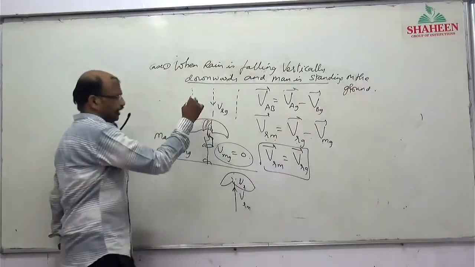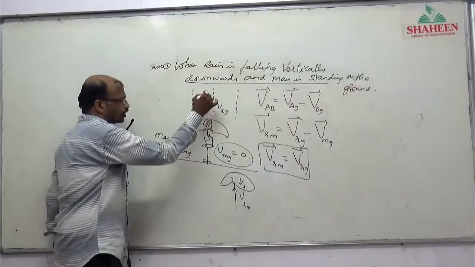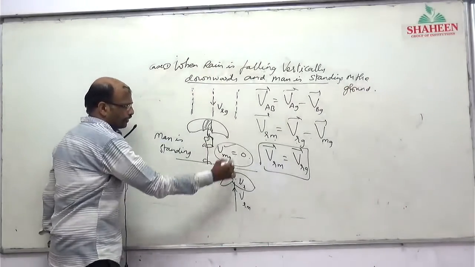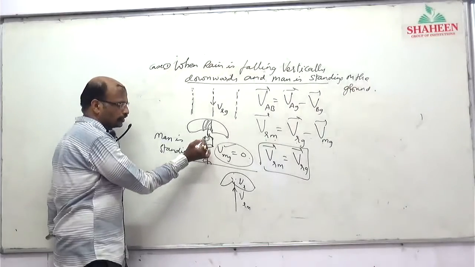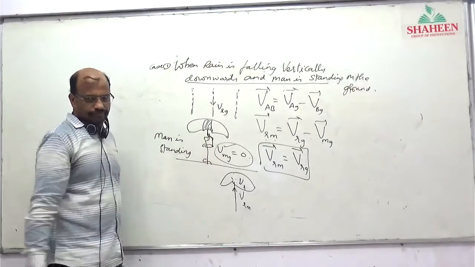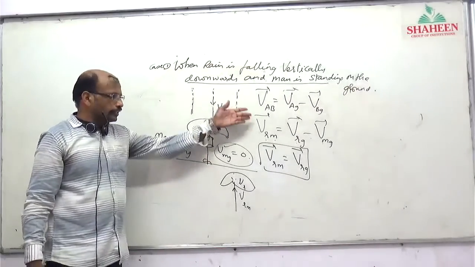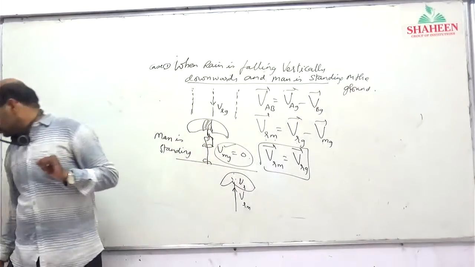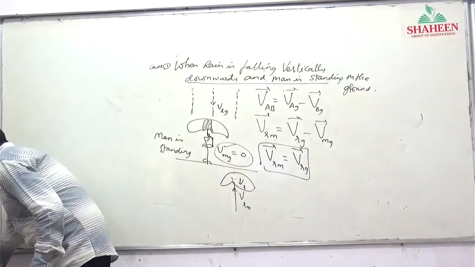First case, see, I have drawn the dotted lines here. Rain is falling vertically downward. Man is standing. Man velocity is 0 here with respect to ground. So the umbrella should be held straight. Please write down here. This diagram also please draw it. Is it clear?